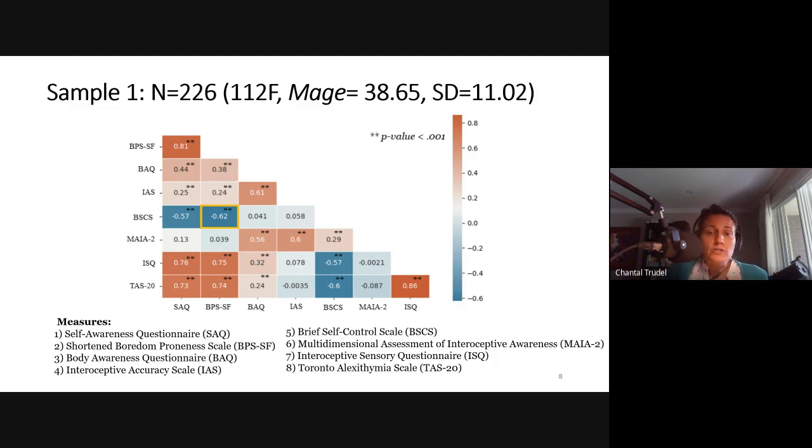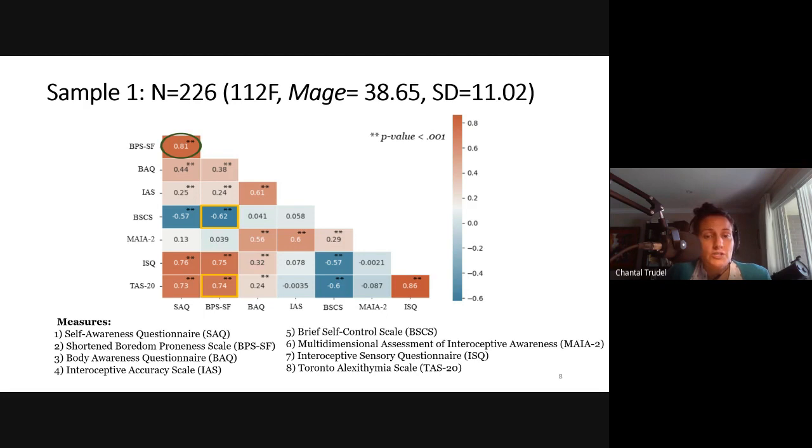More importantly for the work I'm talking to you about today, we also found a strong correlation between boredom proneness and alexithymia. That is, people who are high in boredom proneness tend to also be high in alexithymia, meaning they have a harder time labeling their emotions. And what we found to be the most interesting is circled in green here. We found a really strong correlation between boredom proneness and self-awareness.